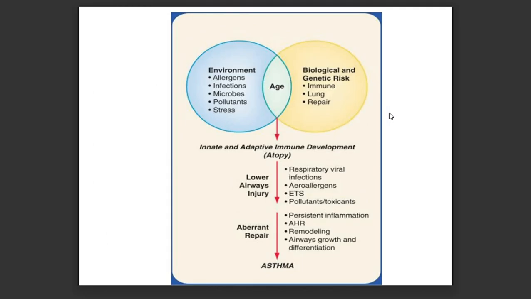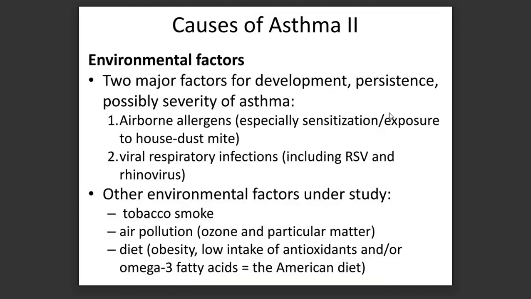The environment: allergens, infections, microbes, pollutants, stress. Biological and genetic risk: immune, lung, repair. They both have age in common. The innate and adaptive immune development, which is atopy. Lower airways injury, like respiratory viral infections, aeroallergens, ETS, pollutants, and toxins. Aberrant repair, persistent inflammation, AHR, remodeling, and airways growth and differentiation all lead to asthma.